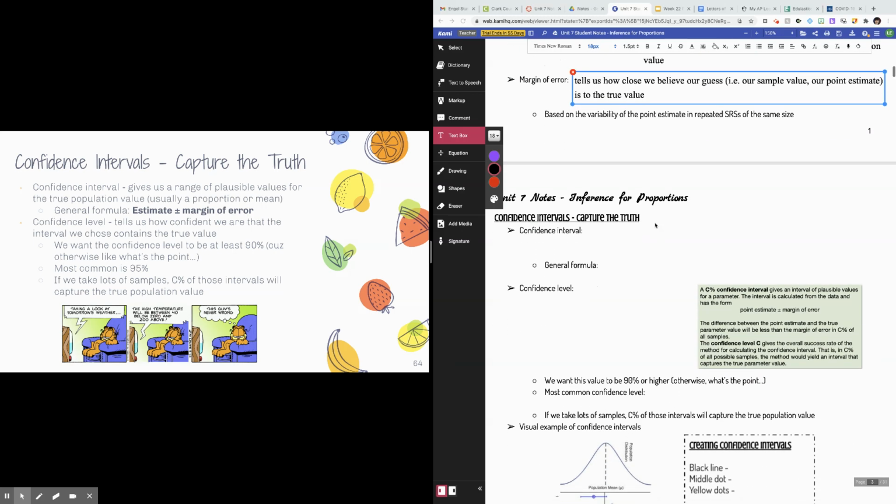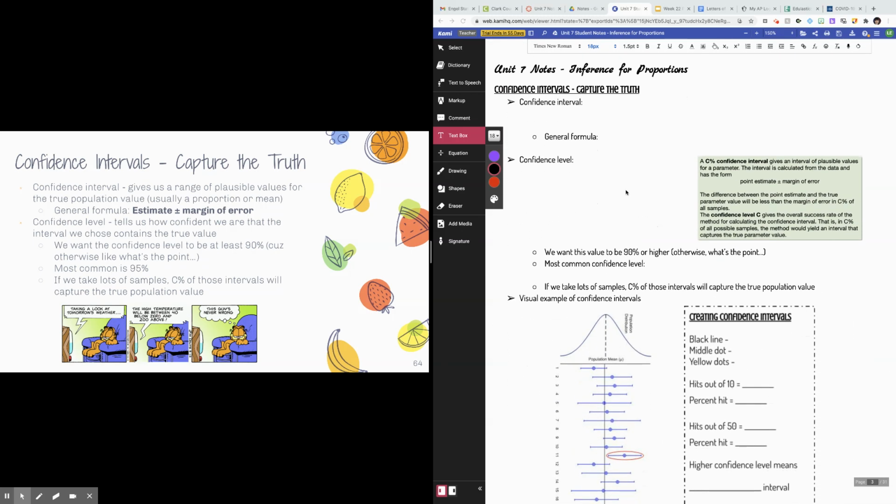So what is a confidence interval? Like I said, if we don't know the true value, we have to create our best guess as to what that true value is. And our range of those guesses, our best guess, is a confidence interval. So the full definition of a confidence interval is that it gives us a range of plausible values for the true population value.